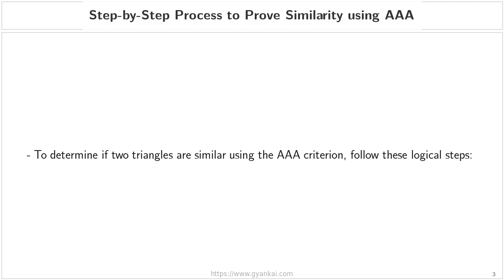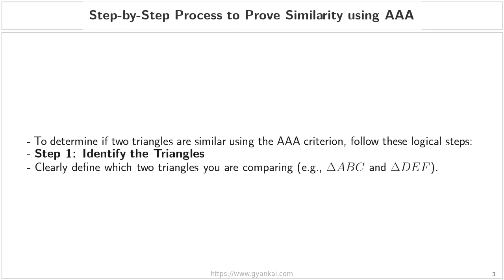Step-by-step process to prove similarity using AAA. Now that we understand the theory behind Theorem 6.3, you might be wondering, how do I actually apply this in a geometry problem? Well, I have a clear, 5-step logical process you can follow every single time to prove similarity using the AAA criterion. First, Step 1, identify the triangles. Before you start calculating anything, clearly define which two triangles you are comparing. For instance, you should explicitly state if you are looking at triangle ABC and triangle DEF. This keeps your work organized.